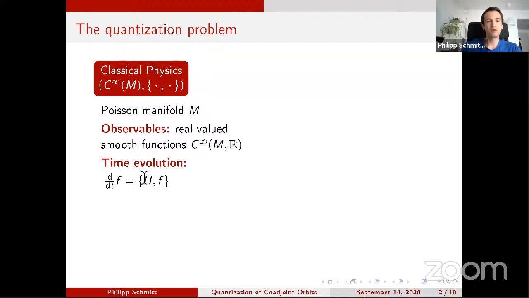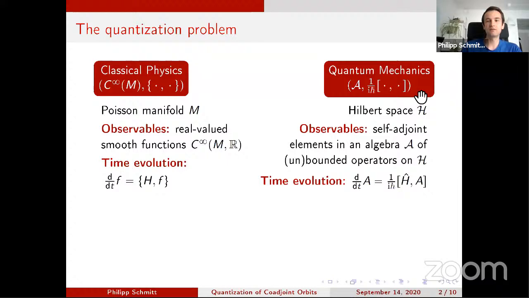Okay, on the other hand, we have quantum mechanics. And in quantum mechanics, we usually consider some Hilbert space H, and observables are then some self-adjoint elements in some algebra of typically unbounded operators on this Hilbert space. And even though this algebra a priori looks quite different, the time evolution is very much similar to the classical case. So again, the time derivative of an observable is given now by taking the commutator with a so-called Hamiltonian observable, again describing sort of the energy of the system.